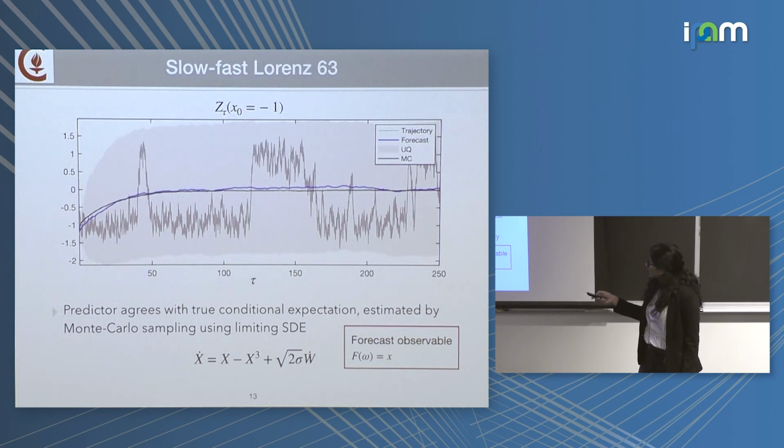And we can also see that the uncertainty estimates that we get closely follow the trajectory and saturate where the trajectory has its extrema.